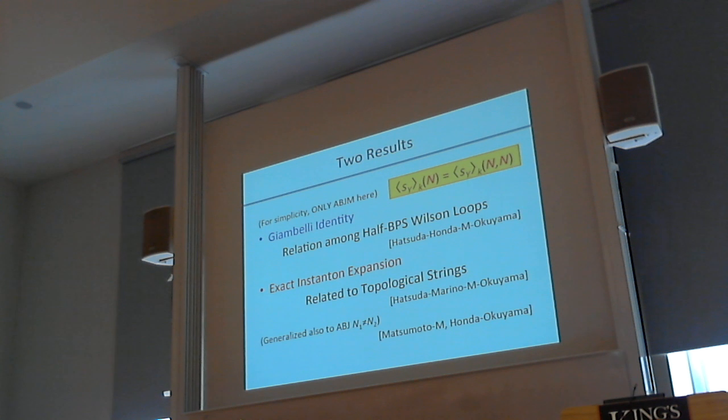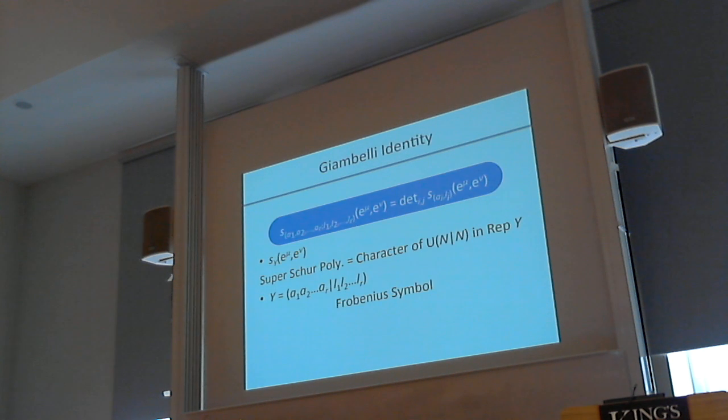I consider the ABJM case where the two ranks N1 and N2 are equal with each other, and I denote it like this. The first result is the Giambelli identity among half-BPS Wilson loops, and the second is an expansion written in terms of explicit formulas from topological strings. If you want to generalize the story to the ABJ case, we can generalize, but here for simplicity, let us not consider it. So let me start with the Giambelli identity.